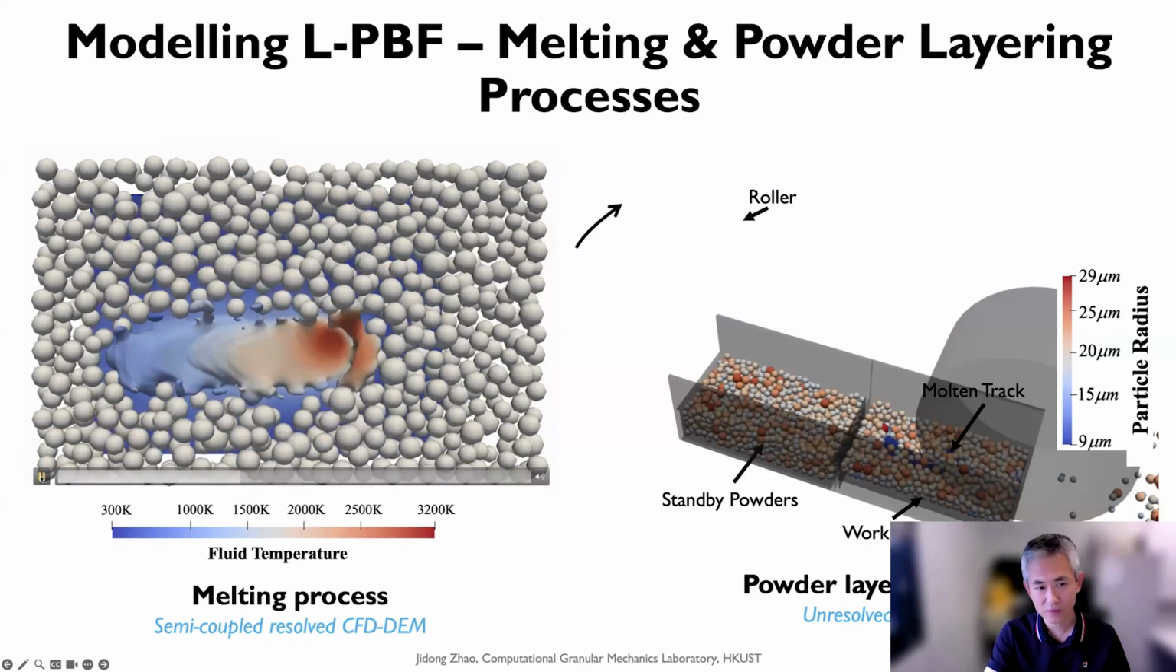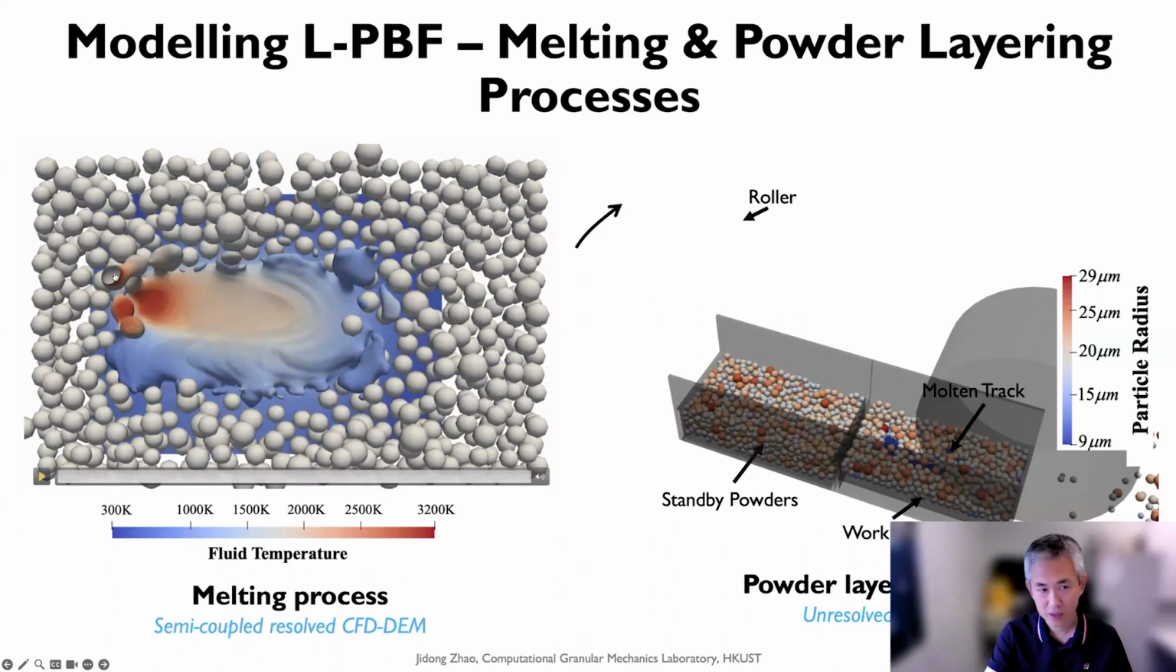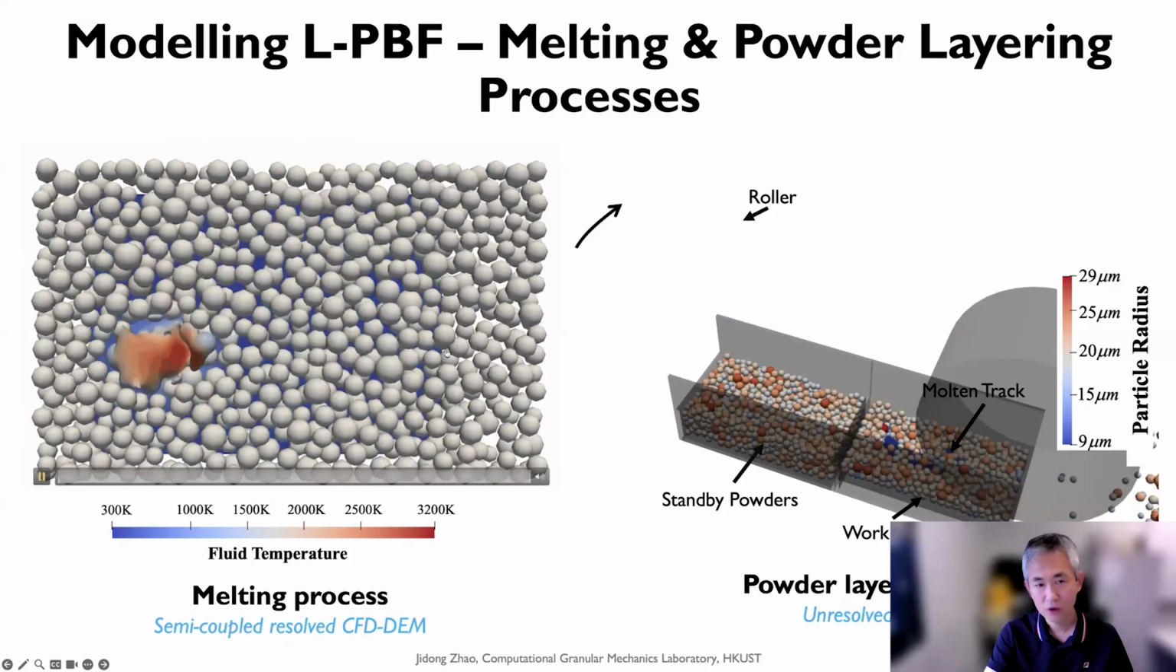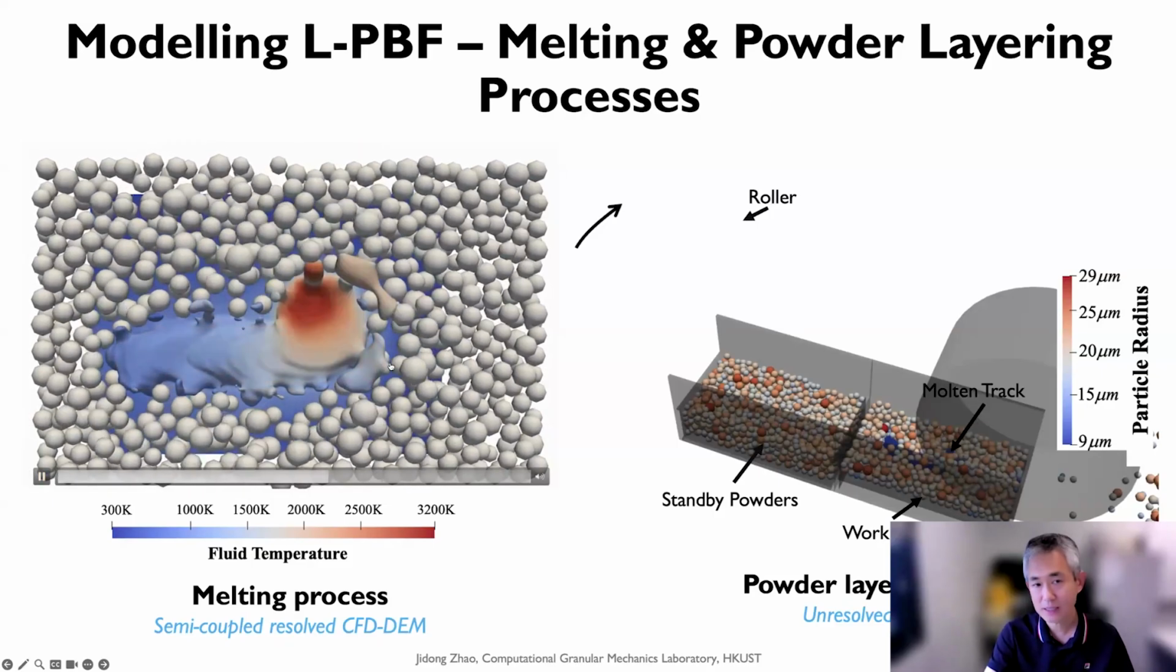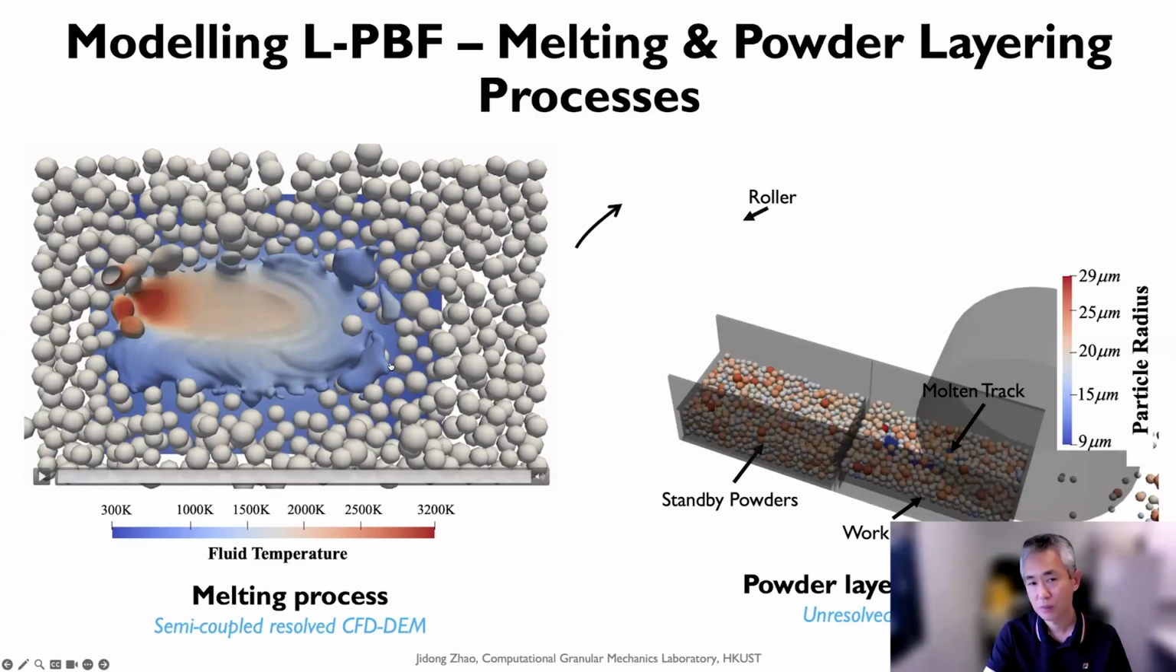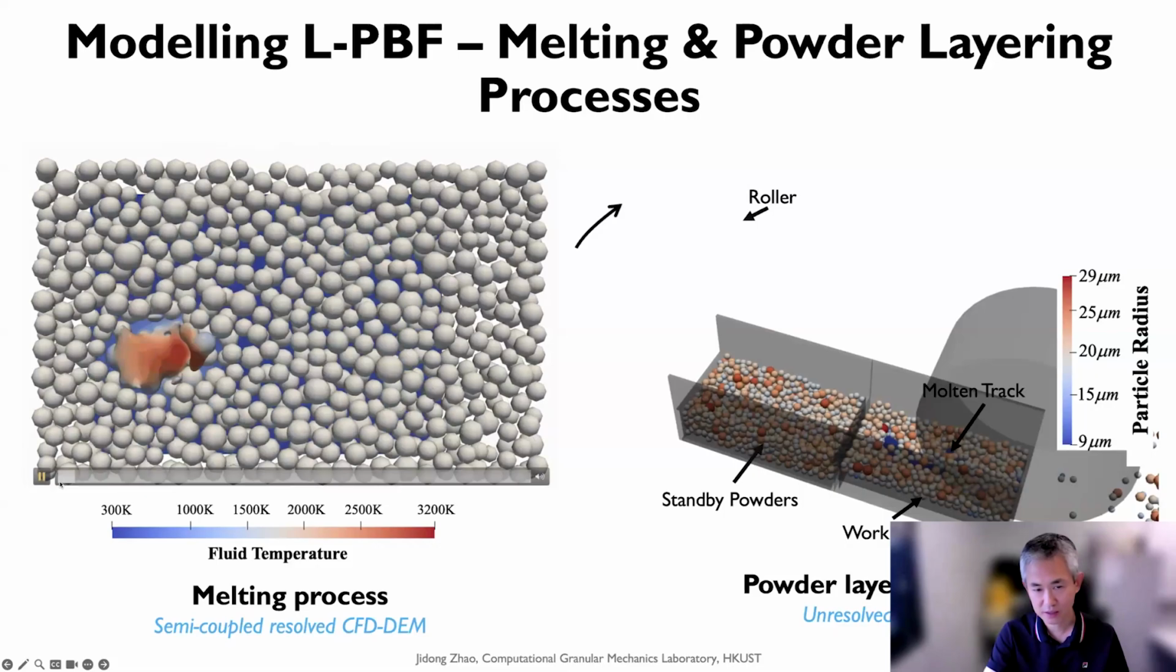This is a top view of this melting process. Part of the particles will be partially melted, and the other particles will be blown away. This is what we call powder motion, which is generated by the melting process.